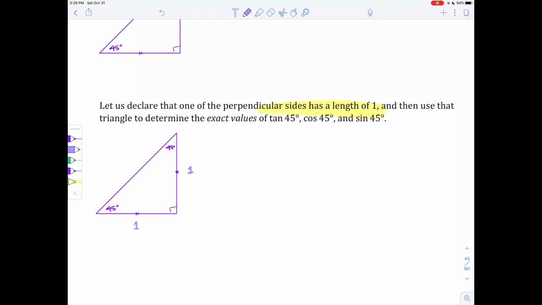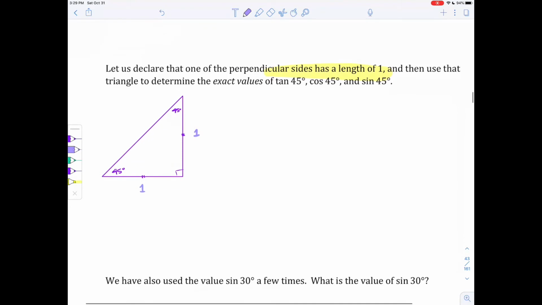Now, using that information, we can find the exact values of tan of 45 degrees, cosine of 45 degrees, and sine of 45 degrees. But in doing that, we will also need the value of our hypotenuse. We can find it using the Pythagorean Theorem. We know that a squared plus b squared is c squared. So 1 squared plus 1 squared is, I'll call this guy c, c squared. That's 1 plus 1, which is 2. Which means c is equal to the square root of 2.